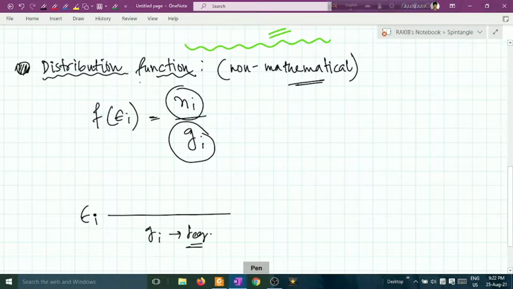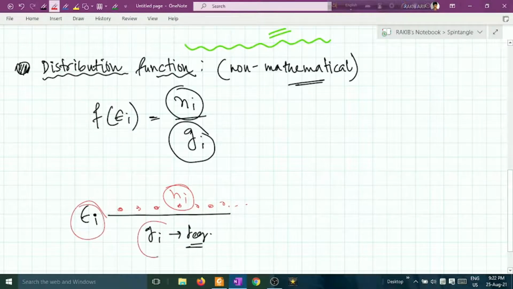So here you have to put particles. These particles are Ni in number. Here Ei is the energy level and Gi is the degeneracy. So the ratio of the number of particles in a particular state to the degeneracy of the state is called the distribution function.